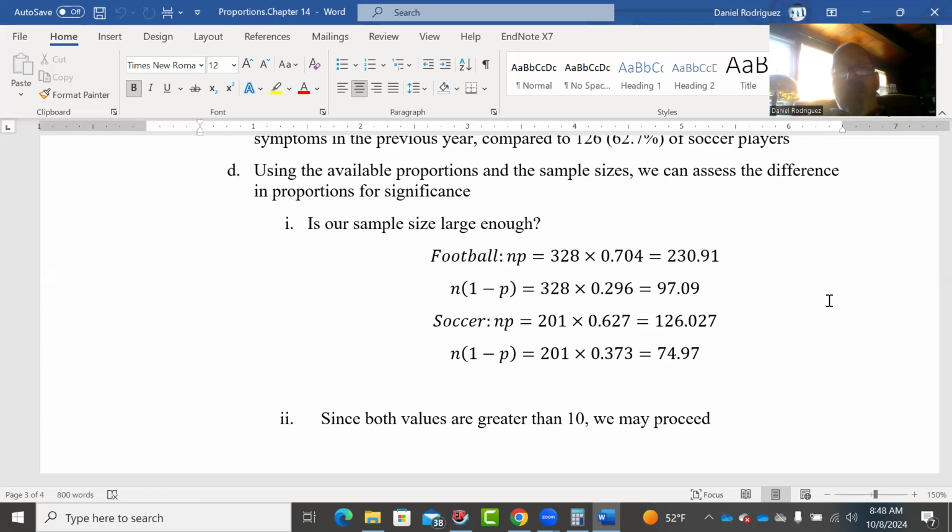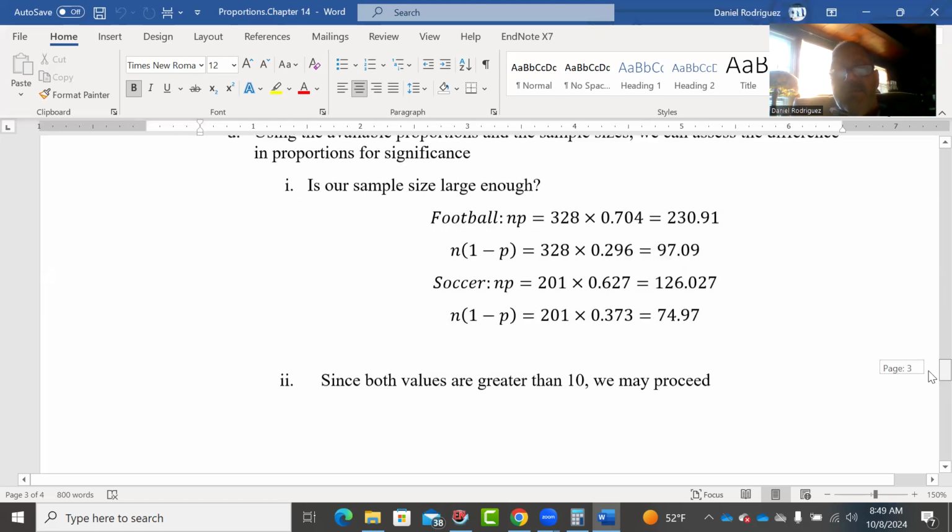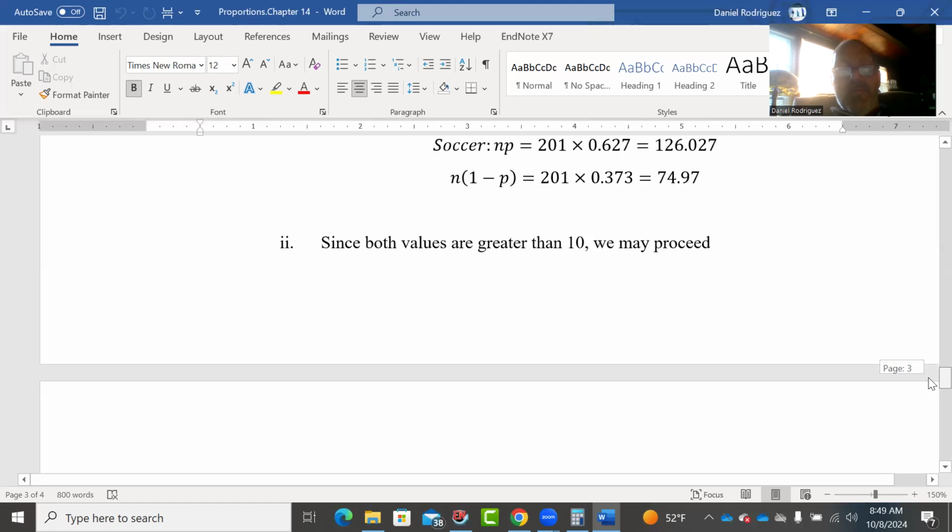But that led me, working as a tutor, to use proportions elsewhere, or to write this chapter, I should say. So is their sample size large enough? Let's do that. We have to do this for each of the two samples. We use this n times p and then n times 1 minus p criteria. In both cases, we have massive numbers here, way over 10, so we're good.